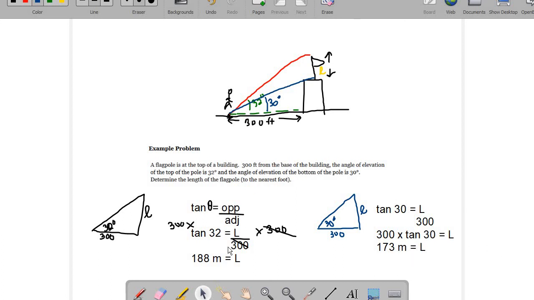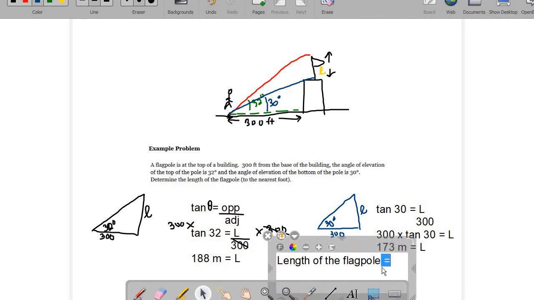Alright, the last thing you have to do, remember, they did not ask for the entire height here. They only want the length of the flagpole. So what you're going to do is subtract the smaller one from the larger one. So the final answer is going to be the length of the flagpole is equal to 188, the larger one, minus the smaller length, which is 173. That would give you 15 meters. And that's your answer.